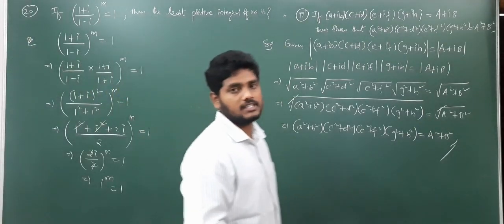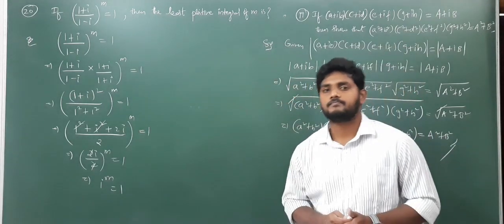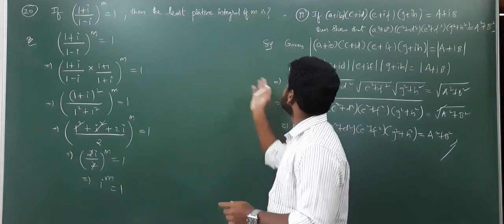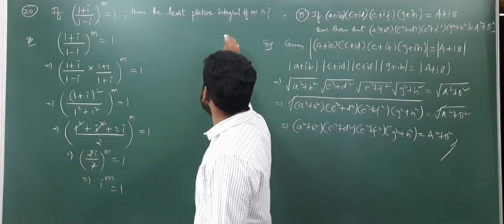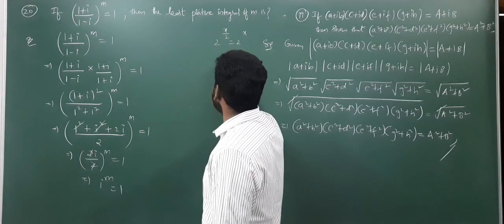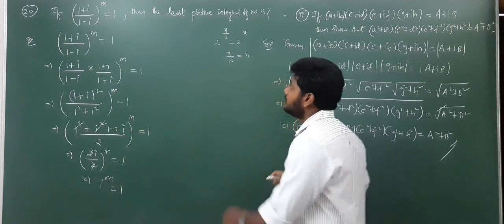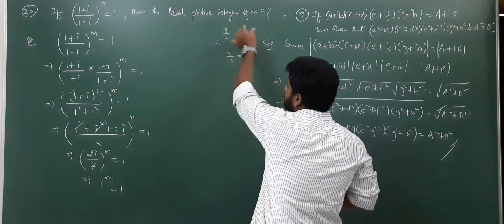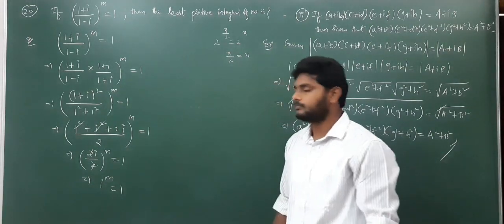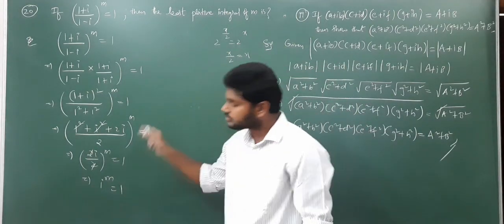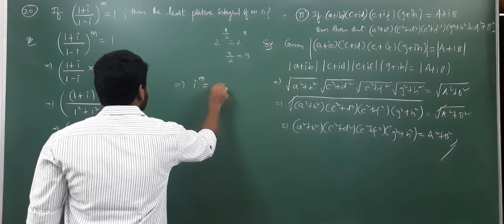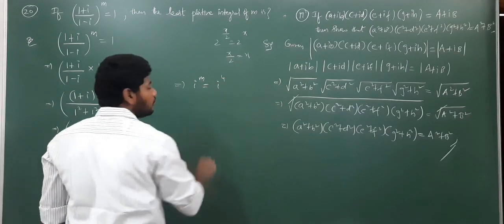If i to the power of m is equal to 1, can we get the value of m? In the previous question, for example the 17th or 18th, we had 2 to the power of x by 2 is equal to 2 to the power of x, and then we wrote x by 2 is equal to x. When the bases are equal, we can equate the powers. Here also, to get the power m, we need to convert this 1 in terms of i. So i to the power of m is equal to i to the power of 4, which we can also write.